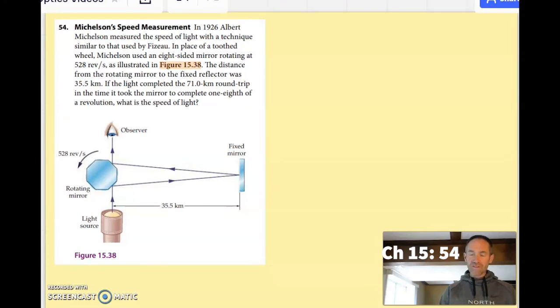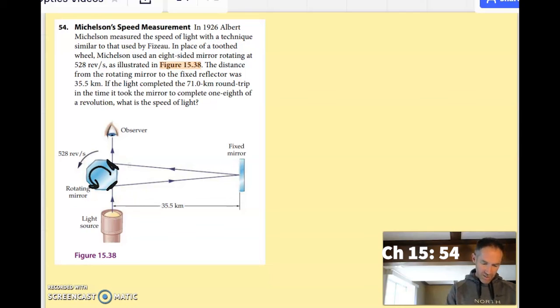Number 54, they talk about Michelson's experiment to measure the speed of light. Now, Michelson did a thing very, very similar to what Fizeau did, but Michelson improved it because he used an 8-sided mirror like they're showing in the picture. And the benefit there is, if you got the 8-sided mirror, you're timing how long it takes the mirror to spin around, well, if it's 8-sided like this, 1/8 of a turn, and you end up in this position. See what will happen?